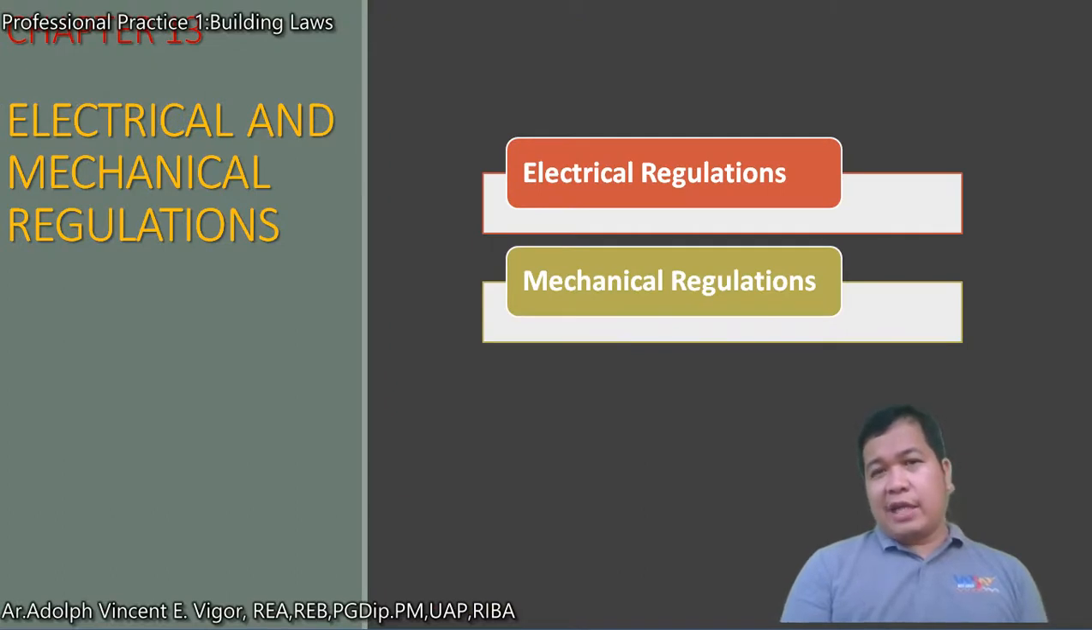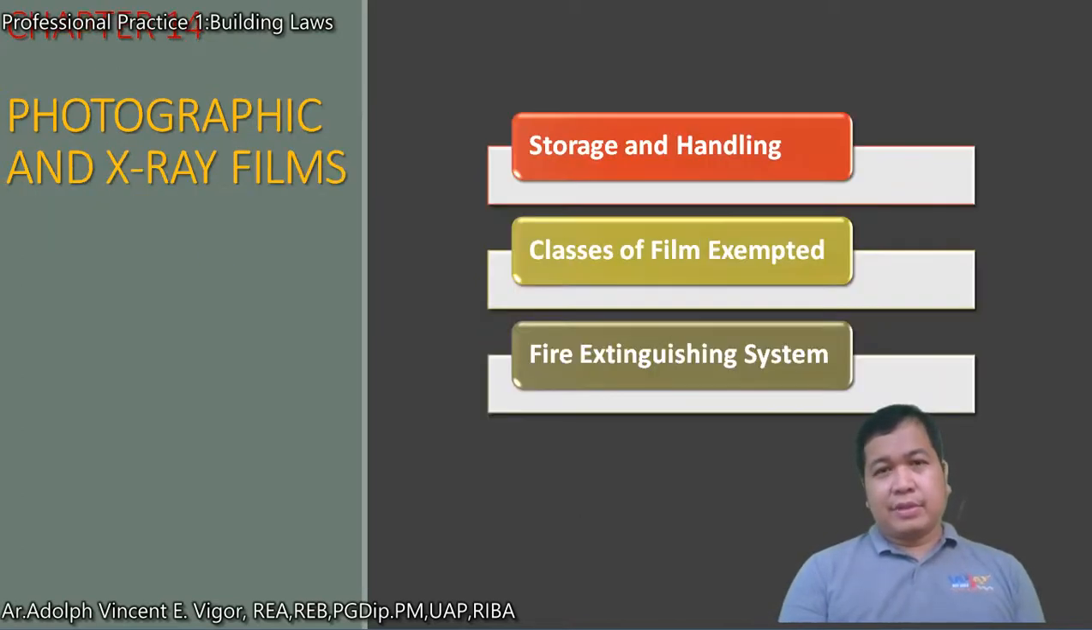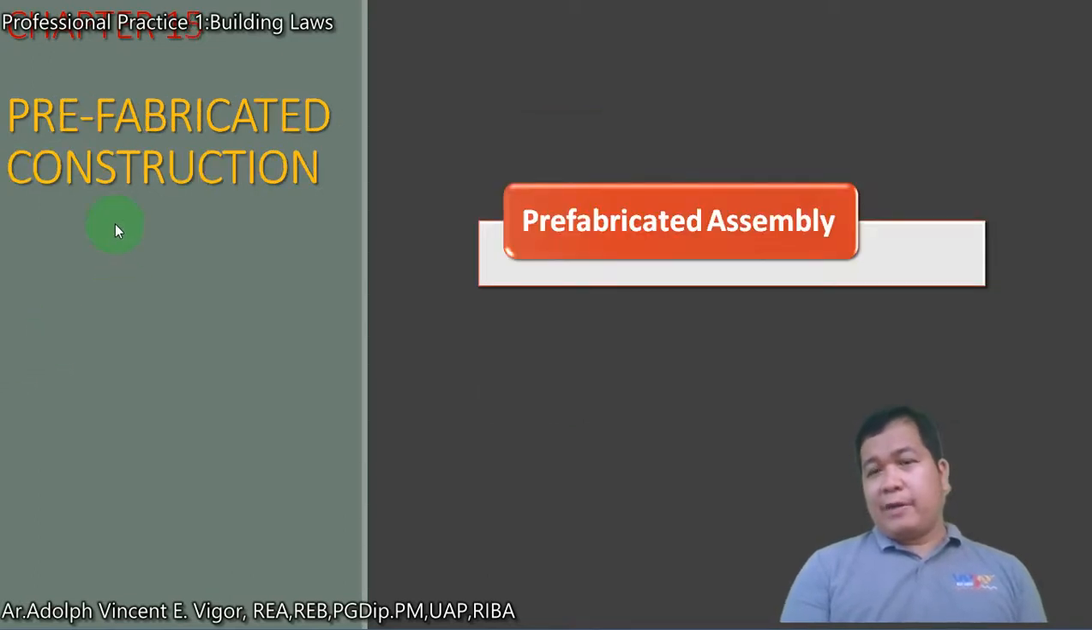Then you have the electrical and mechanical regulations, also discussed in the code. Then you have the photographic and X-ray films, the storage and handling, classes of films exempted, fire extinguishing system. Then you have prefabricated construction. So when you say prefab, it is something that is done on a different site and assembled on a different property.